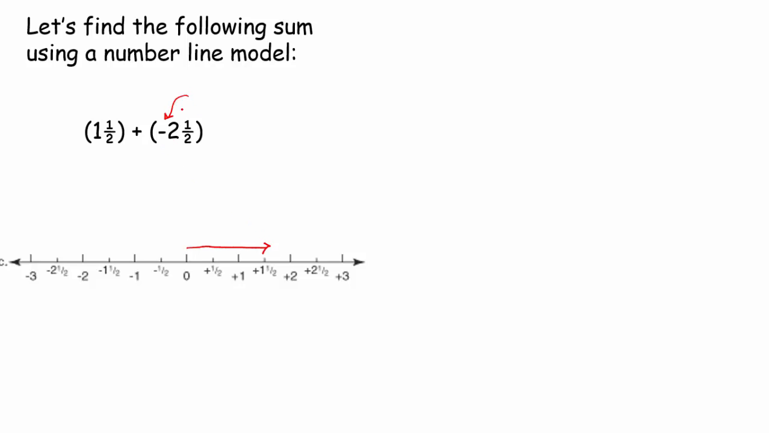Then I'm going to move to the left. When I add a negative, I move to the left. So I'm going to move to the left 2 1/2. Well, let's see. If I move to the left a half, I end up there, and then 2 more. 1, 2 more. I'd end up here at -1. So on a number line, you can work it out that way. You can start at your 1 1/2, move left a half, 2 more wholes, you end up at -1.